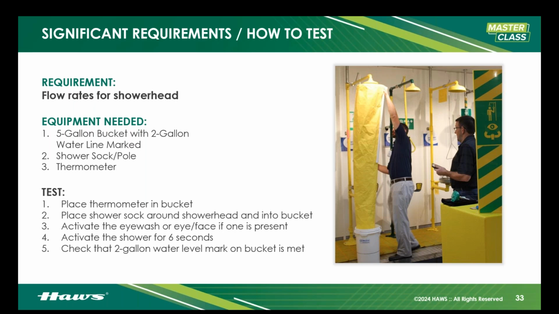Now activate the shower for 6 seconds. Do your 1 Mississippi, 2 Mississippis. Get up to 6, immediately deactivate the shower, and check that the 2-gallon water level mark is met on the bucket, okay? Now 2 gallons and 6 seconds times 10, okay? We have 20 gallons, which is the bare minimum for the shower, and 60 seconds, which is a full minute. So we know that it's hitting the bare minimum of 20 GPM. That's how we're testing the shower.